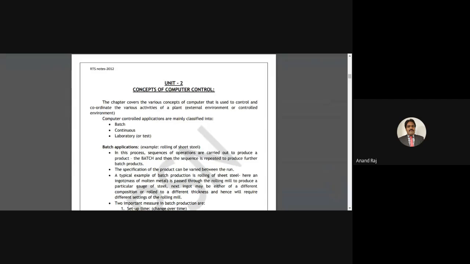That is a batch application. A batch of idlis is prepared in 10 or 20 minutes. Say, for example, 10 minutes is the time taken to prepare 20 idlis. So that is a batch application. Whenever products are manufactured in terms of a batch, they are called batch applications. The computers used to control the batch applications are nothing but batch computer applications.